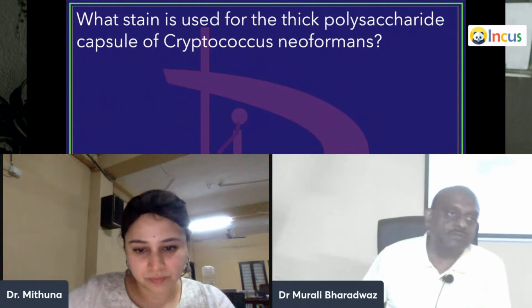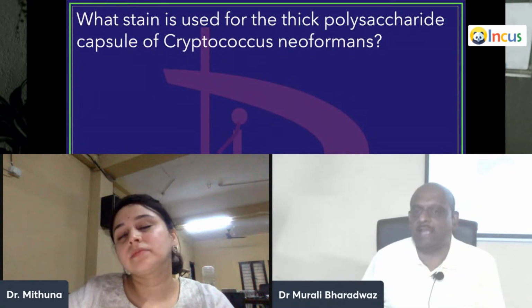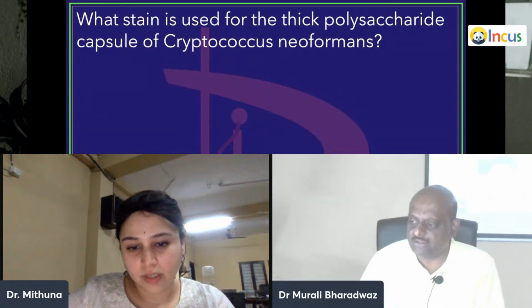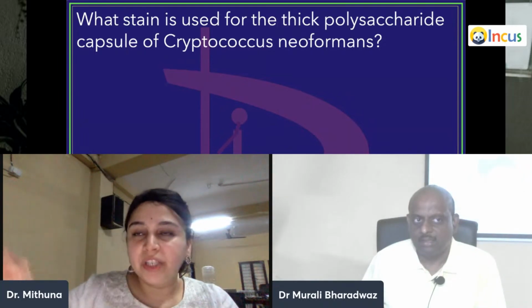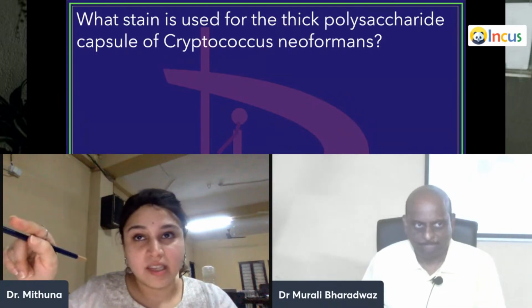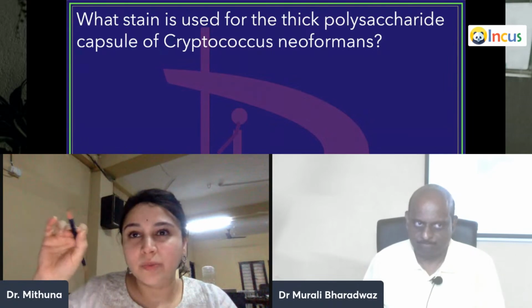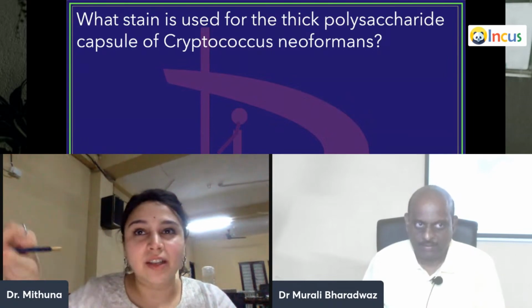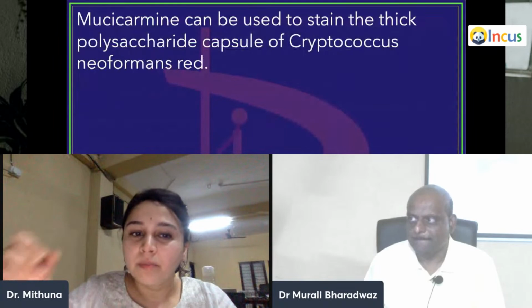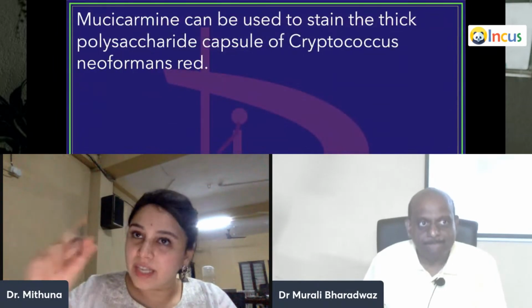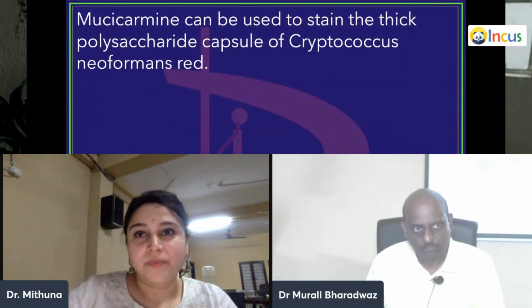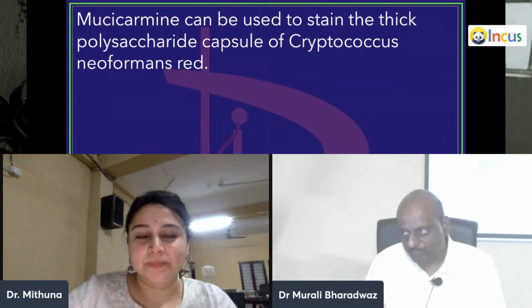What stain is used for the thick polysaccharide capsule of Cryptococcus neoformans? In the previous one, India ink doesn't stain the capsule, that's why we're able to see it as white. It's a negative staining. It stains everything else, but not the capsule. But mucicarmine here stains the capsule and makes it look red.